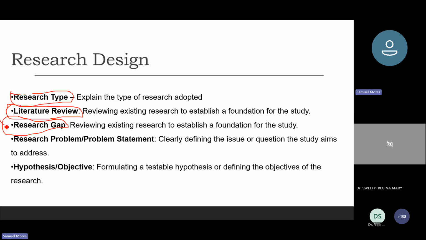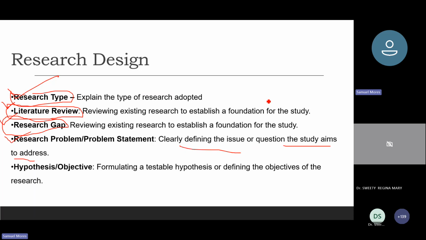What should be covered in the research design? First thing, the research type. Second, what type of literature review you have done. And third, what gap you are addressing in this particular research. The next one, you should write about the problem you are addressing. What is the research problem you are addressing? A clear statement of the problem is very important for sound research.